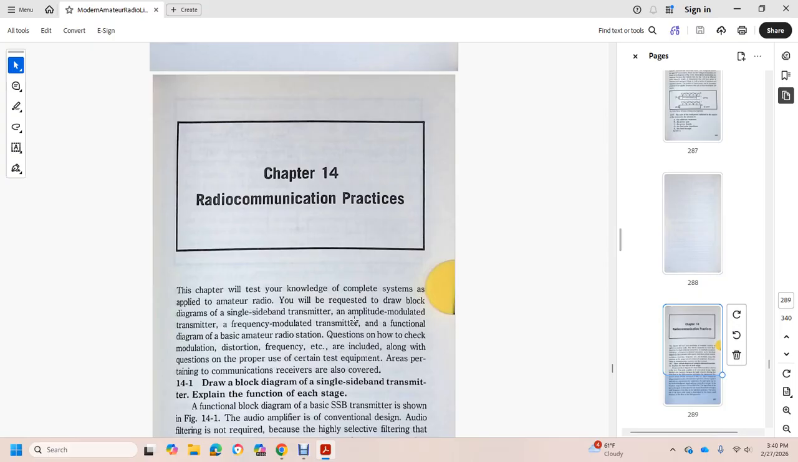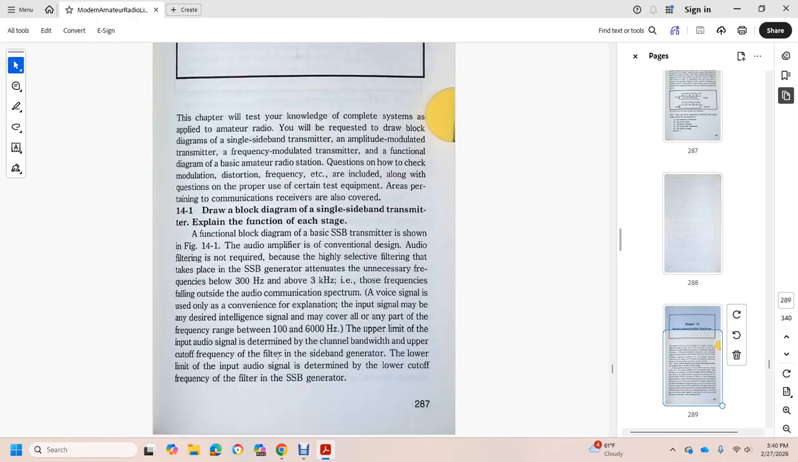So this question covers the module with the data show with the frequency, along with questions on the property and terms of the test equipment pertaining to the communication receiver, which is also covered with the block diagram. Single sideband transmit: explain the function of each of the stages in the functional block diagram of the single sideband transmitter.